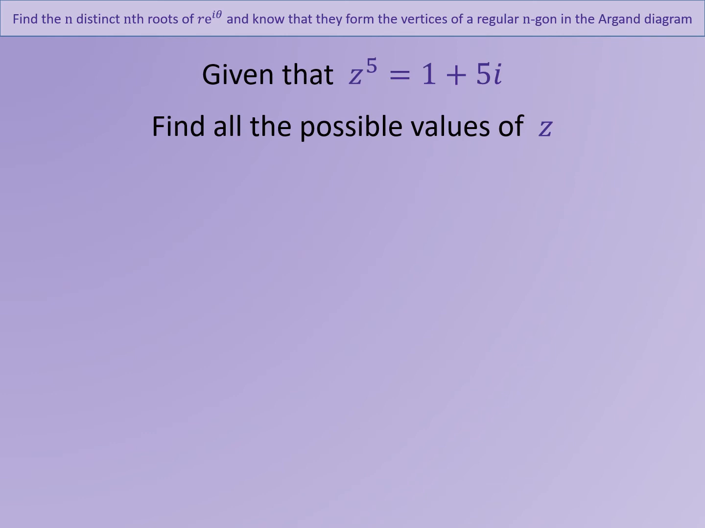Given that z to the 5 equals 1.5i, find all the possible values of z. So that's the same as the previous question. I'll give you an opportunity to do that yourself. So pause there, have a go, find all the different solutions.